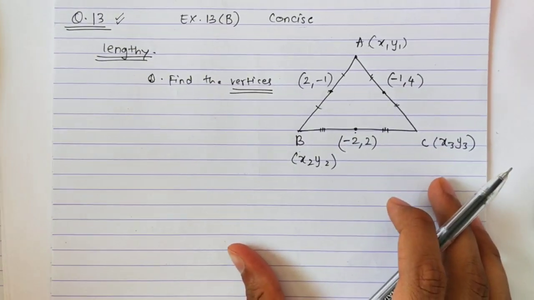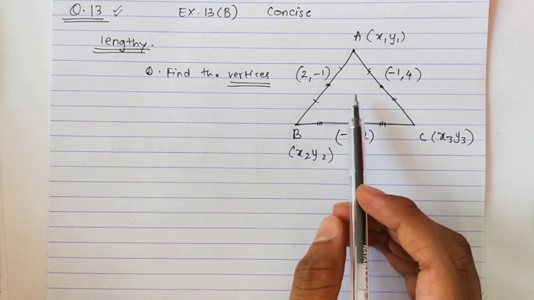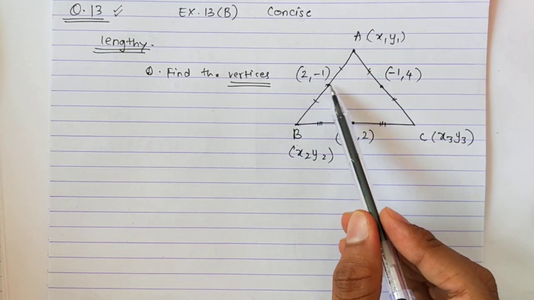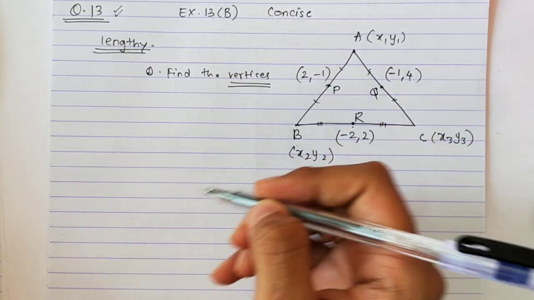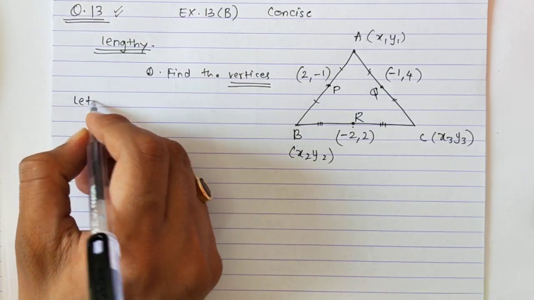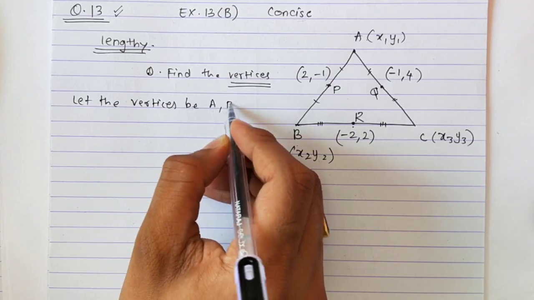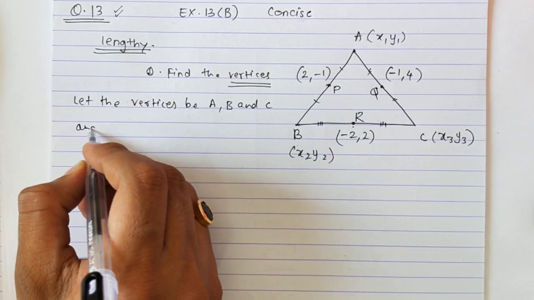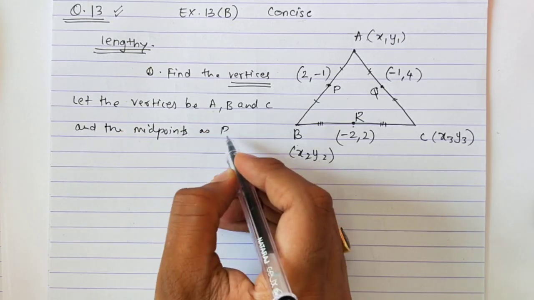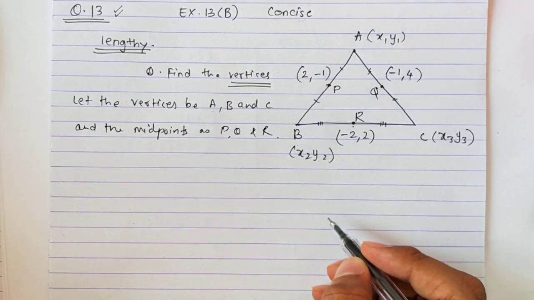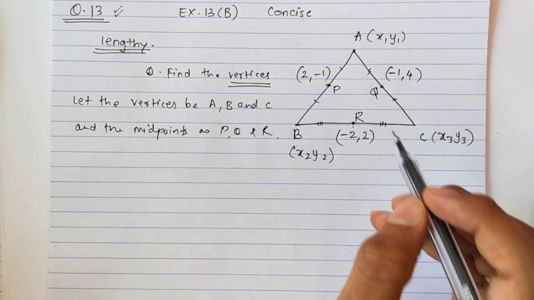Now see, one by one. First I take this side AB. For this side AB, let's name these midpoints also: P, Q and R. Write a statement here: let the vertices be A, B and C and the midpoints as P, Q and R. This statement is important because we are drawing the diagram on our own. The diagram is not given in the question.